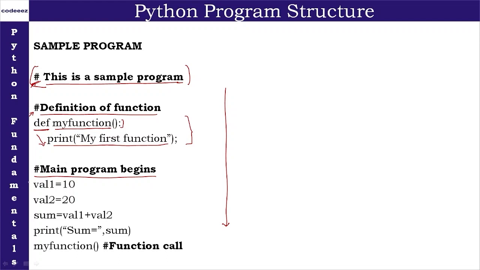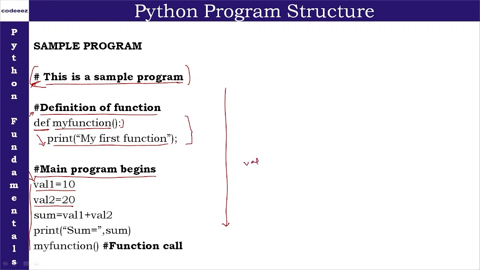Now see, these lines are at zero indent level, no space is there. This is the first line from where the execution will begin. Python will start the execution with this line. A variable is being declared and initialized with the value 10. In the second line, a variable is being declared and initialized with the value 20.